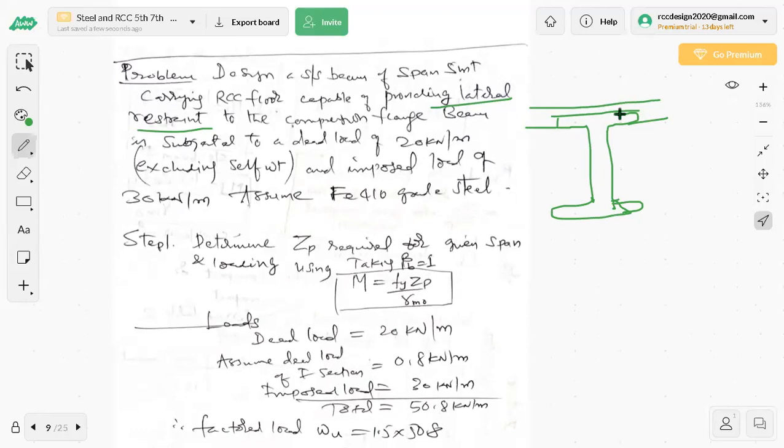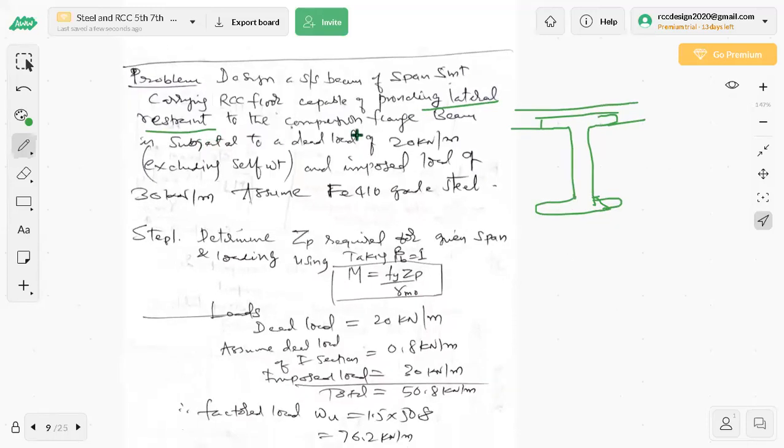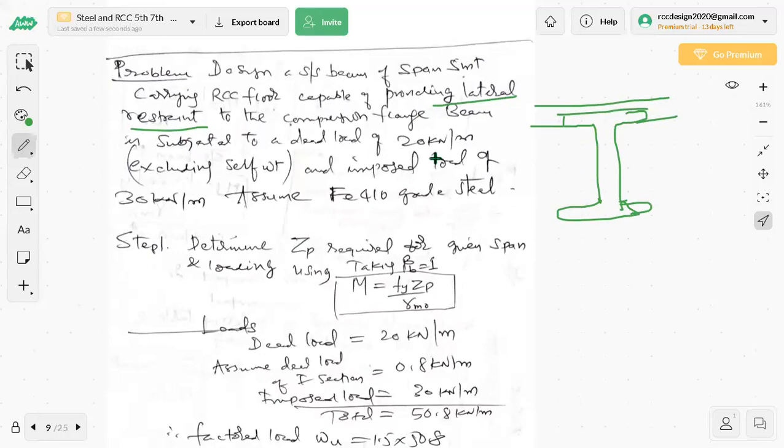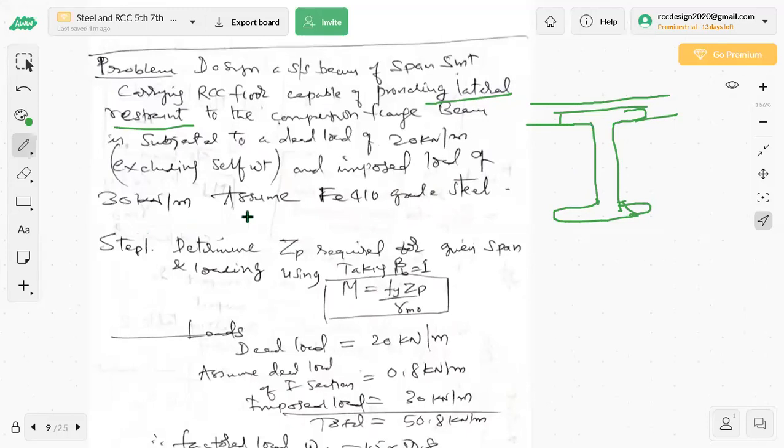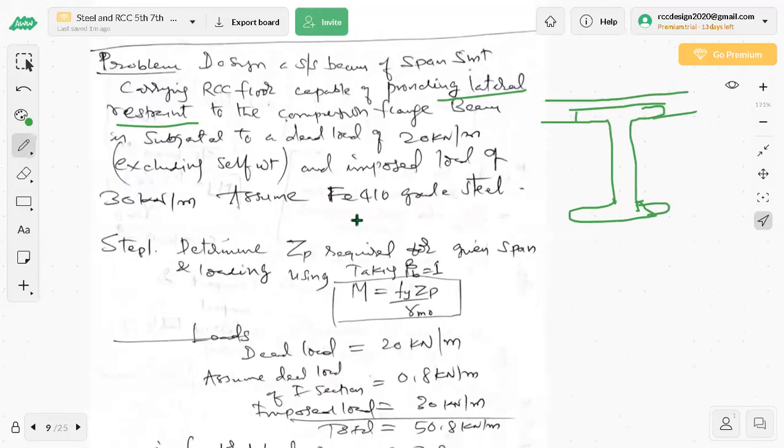Our assumption is the compression zone is not allowed to move here and there. Laterally restrained means there is no lateral movement of the compression flange. This is the compression flange. This is a tension flange below. It is a simply supported beam. So now we are going to design only laterally restrained beams, with lateral restraint to the compression flange. Beam is subjected to a dead load of 20 kN per meter excluding the self weight and imposed load of 30 kN per meter. Assume Fe415 steel.